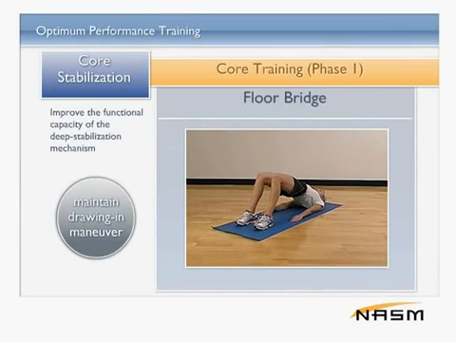Second, a 2-leg floor bridge. Lie supine on the floor with knees bent, feet flat on the floor, and toes shoulder-width apart and pointing straight ahead. Place arms to the side. Draw in the abdominal and activate the glutes. Lift the pelvis off the floor until the knees, hips, and shoulders are in line. Slowly lower the pelvis to the floor and repeat as instructed.